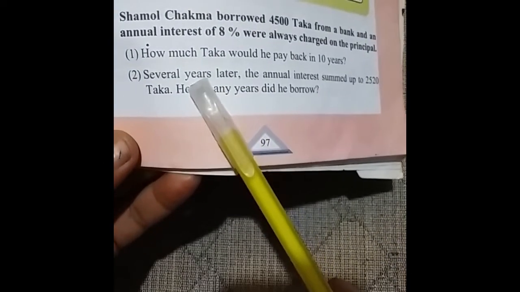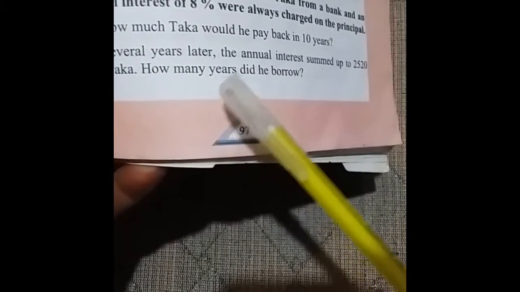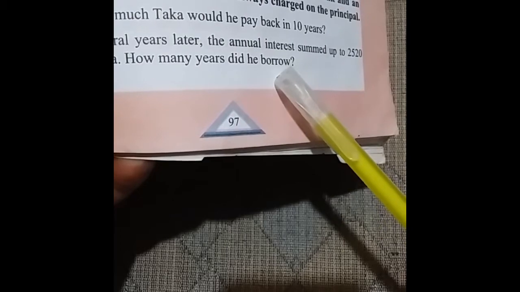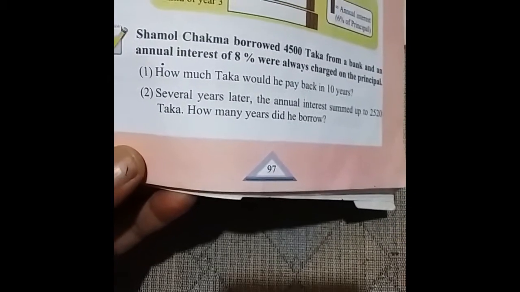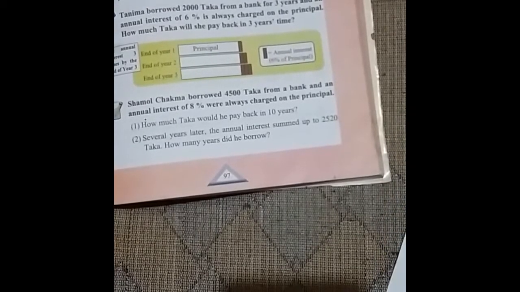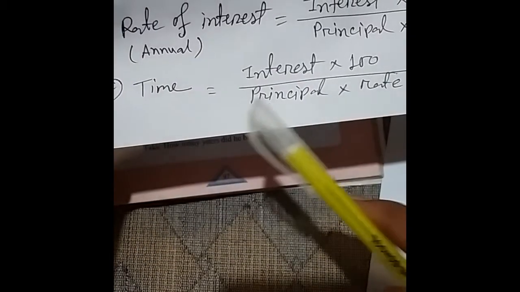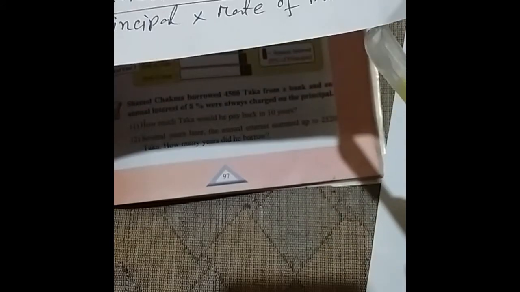You can see several years later the annual interest summed up to 2,520 taka. How many years did he borrow? Actually here our requirement is time. How many years do you need to sum up the interest of 2,520 taka? I said that you have to remember the formula of time. So can you tell me, I think you have already remembered. Look here, I'm showing you: time equals interest into 100 divided by principal into rate of interest.